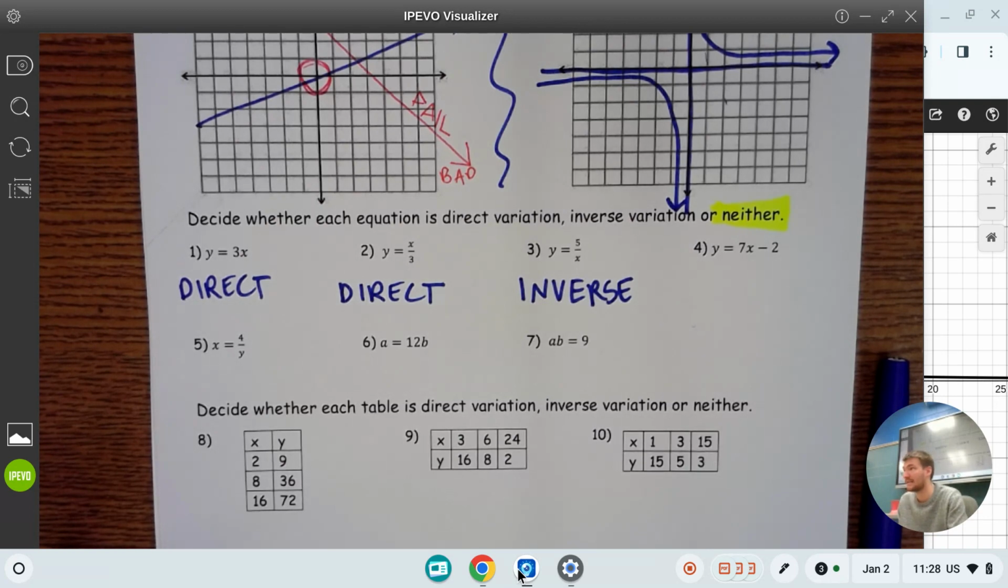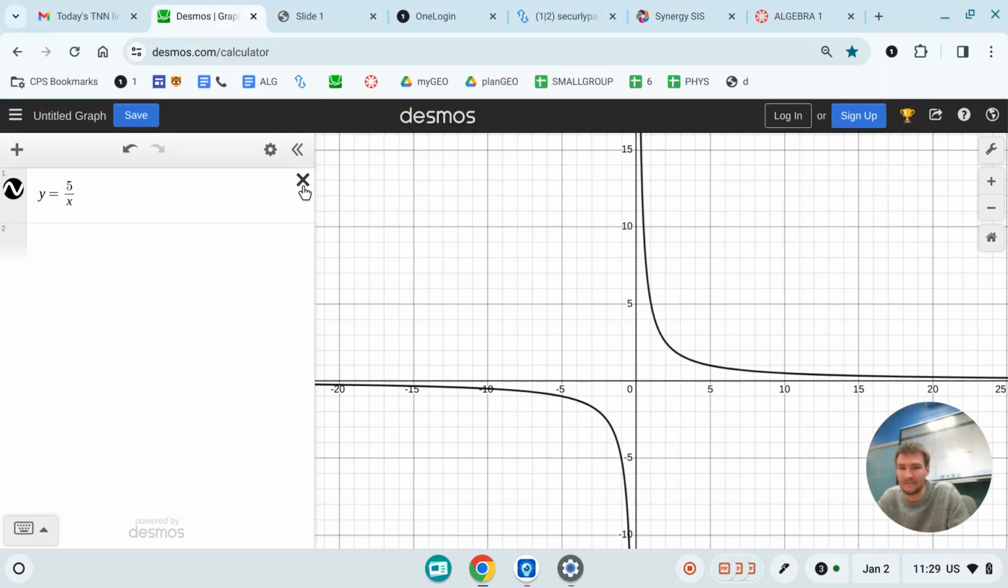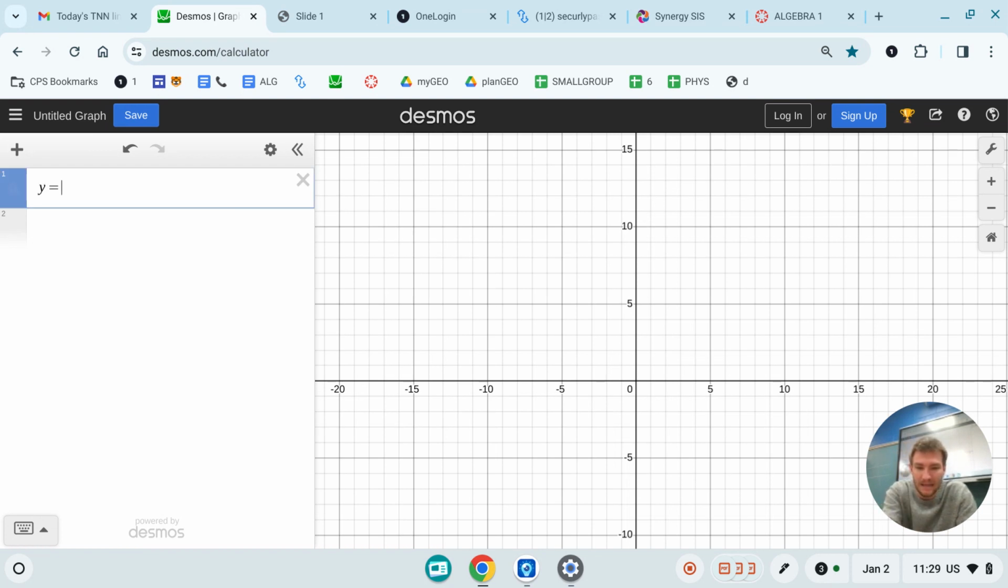Dude, type it in. Look at the picture, man. It's the easiest question we've done all year, almost. You got Desmos? You might want to try doing something today. Type it in. Look at that picture. See what you got. So for number 4, type it in. No brain. y equals 7x minus 2.